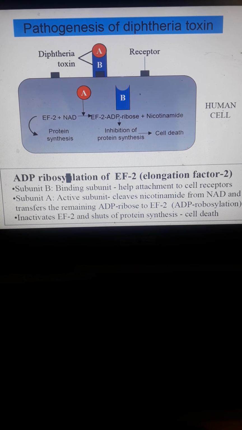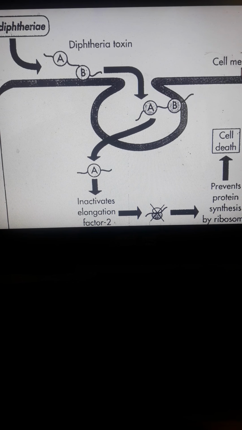diphtheria toxin. Again, your A will, and this one, A is ADP ribosylation, in which your active subunit, your subunit A, the elongation factor 2 plus NAD, cleaves, and at the same time it undergoes ribosylation process plus EF2, or the elongation factor 2 plus nicotinamide, because nicotinamide is coming from the NAD, then it will lead to inhibition of your protein synthesis, causing cell death. Okay, next, for example, these are another diagram.